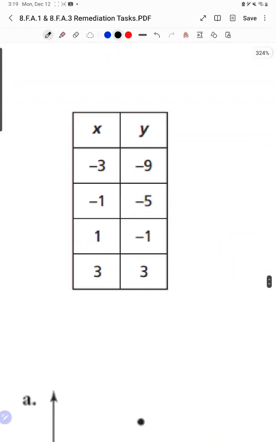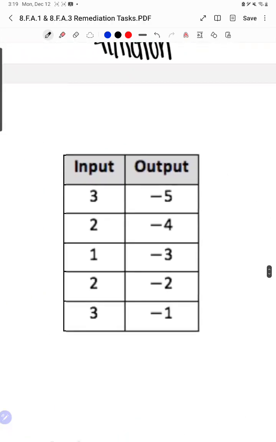All right, let's take a look at these right here. The first thing I'm going to notice is that there's no repeats of x values, so I'm going to know that this one is automatically a function. All right, let's take a look at this one.